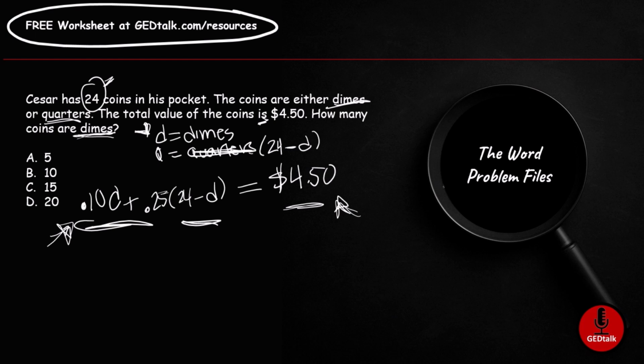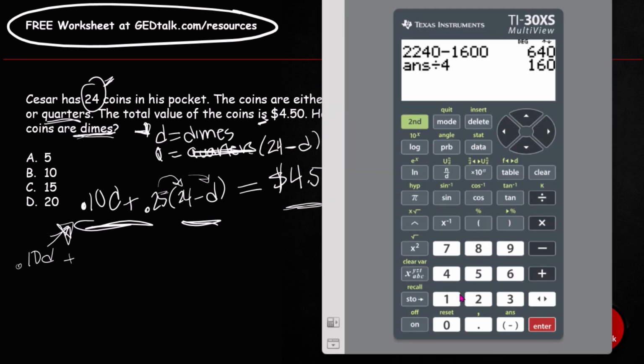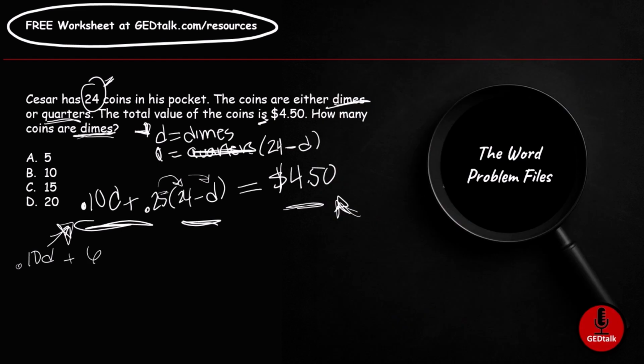So the first thing I need to do is distribute the 0.25 with the 24 and with the D. So let's go ahead and take care of that. And folks, I'm just going to bring down my equation as I solve. So I have 0.10D. Remember, folks, grab your calculator if you need it. So let's clear the calculator. So I have 0.25 times 24, and that's going to give me 6. So I have 6, and 0.25 times negative D is going to give me negative 0.25D equals $4.50.